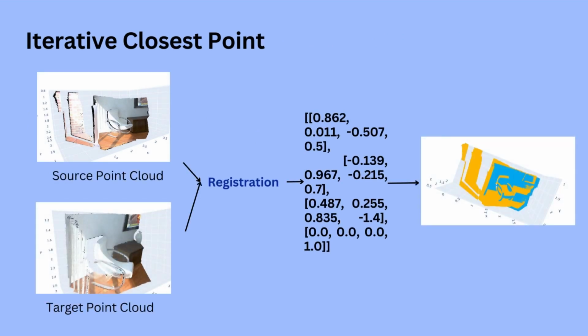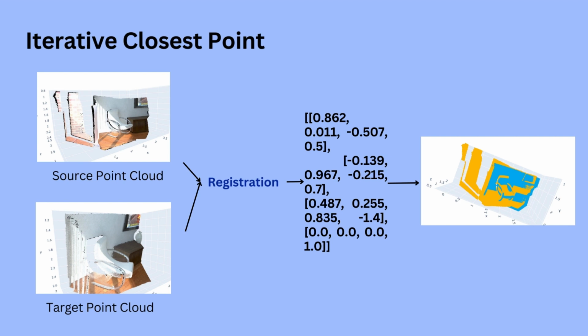As we've mentioned, during the ICP registration, one of the two point clouds is kept as reference, and it's the source, while we are trying to transform, which is the combination of translation and rotation, another point cloud known as the target, to roughly align the point clouds on top of each other. The output is a refined transformation. So when we perform the ICP, we're getting the transformation that allows for that alignment to occur.